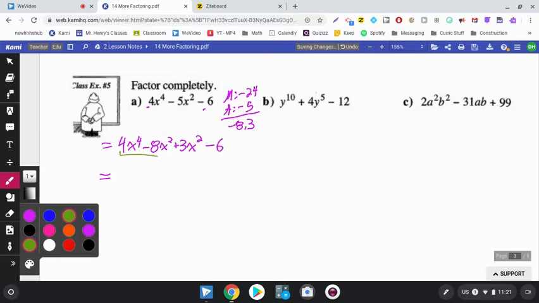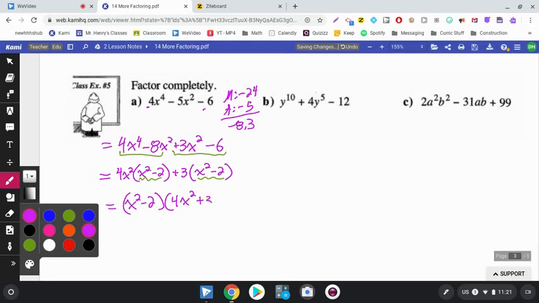Factor by grouping. I'll put my two groups together. I can bring out a 4x squared, and I get left with x squared minus 2. And then I can factor out a positive 3, and I get left with x squared minus 2. And hey, my decomp worked again. X squared minus 2, x squared minus 2. So I can bring out that common factor. And then I have my 4x squared plus 3.